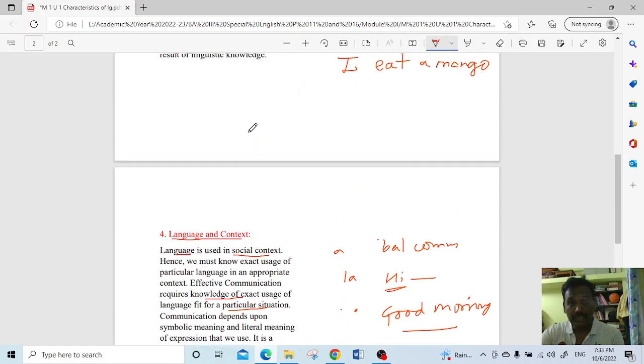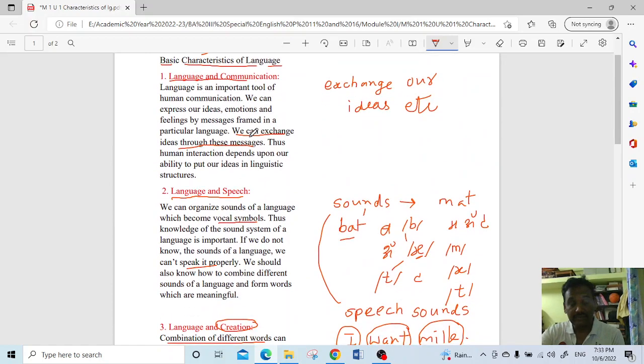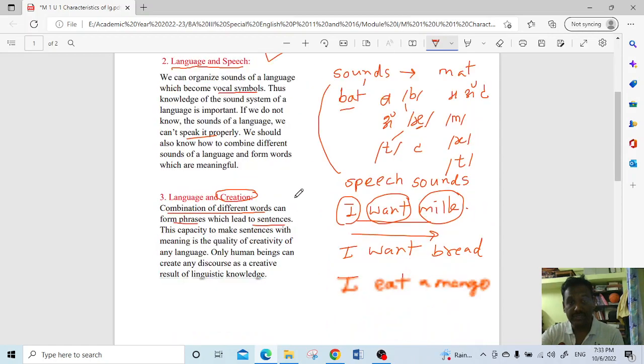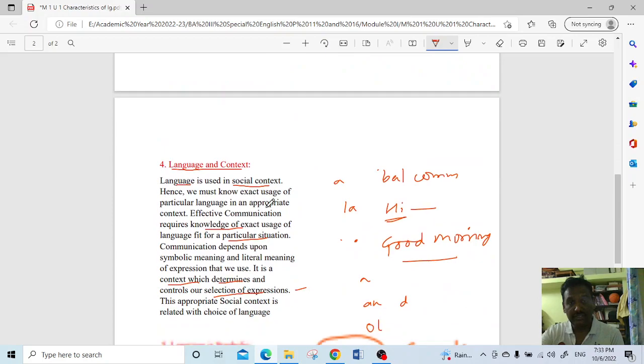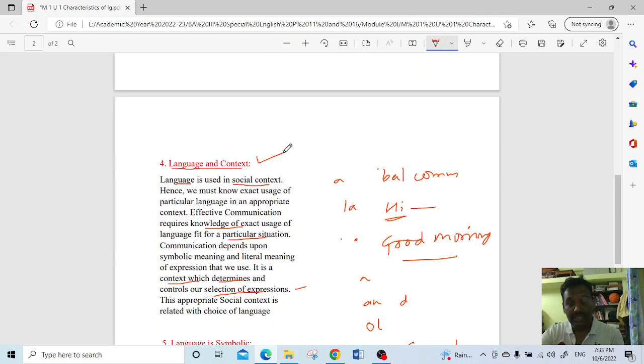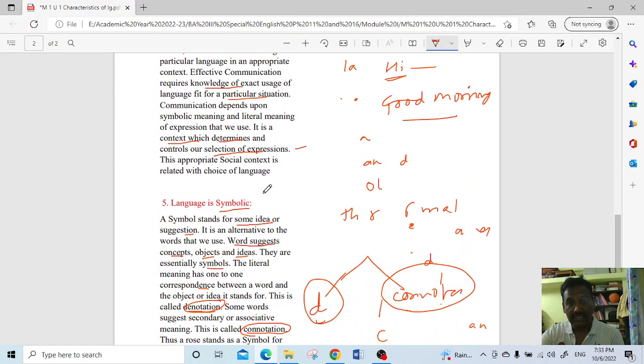So today we learn that there are some basic characteristics of language. Language is communication, language is speech, language and creation, language and social context, and language is symbolic.